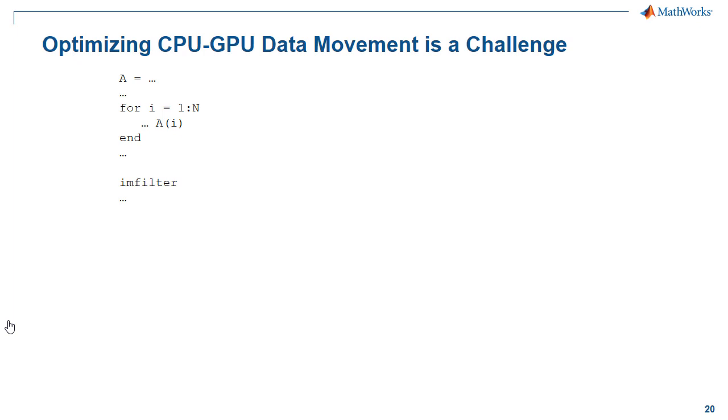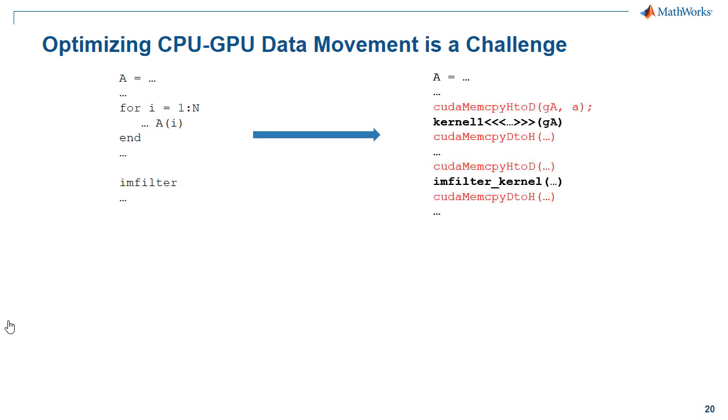So how does GPU Coder deal with that? To illustrate this, let's take a look at this piece of pseudocode, and here you can see the for loop as well as the imfilter. GPU Coder will turn the for loop into one kernel, kernel 1, and then imfilter will turn into another kernel. Now, how would you move data between the CPU and GPU?